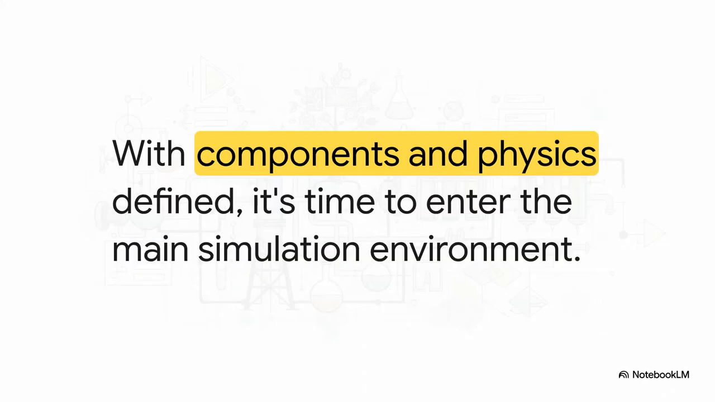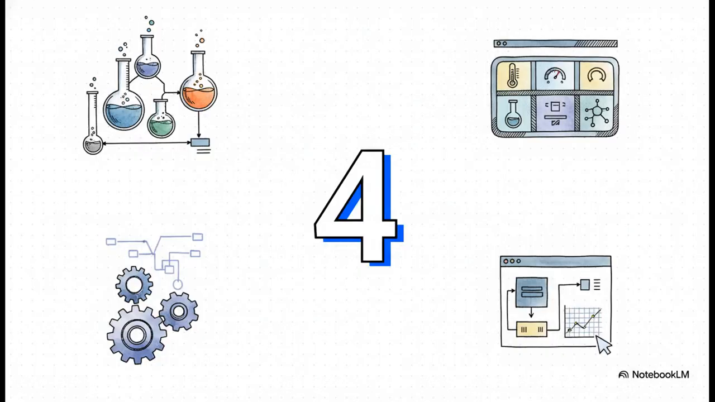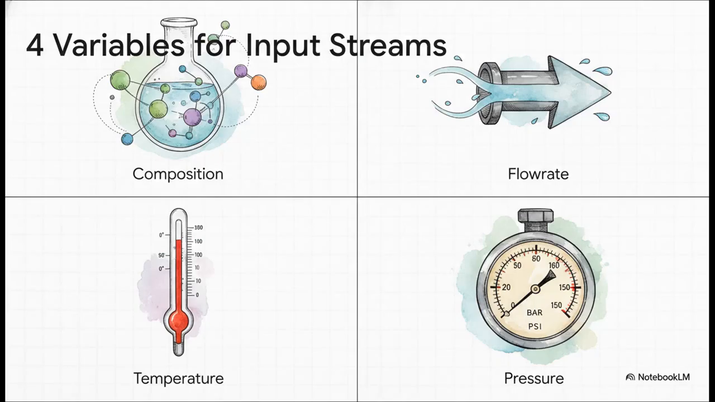All right, with our foundation set, let's get to the main event, the simulation flow sheet. And this shows you exactly how. Clicking this button takes you from setup right into the build space. To define any input stream that's coming into your process, you need exactly 4 pieces of information. Those 4 are composition, flow rate, and 2 state variables, usually temperature and pressure.